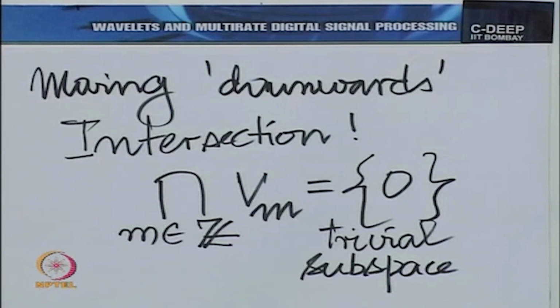Now, again I must make an observation here to clarify. The trivial subspace is not the same as the null subspace. The trivial subspace has only the trivial 0 element in it. The null subspace does not have any element. So, that is a subtle distinction, and we must bear in mind that we are talking about the trivial subspace here.